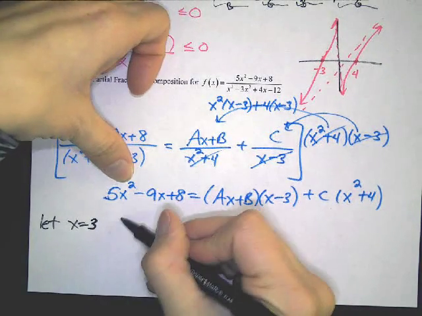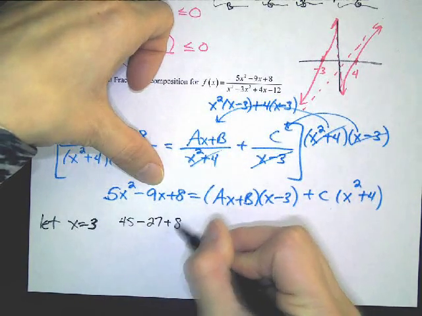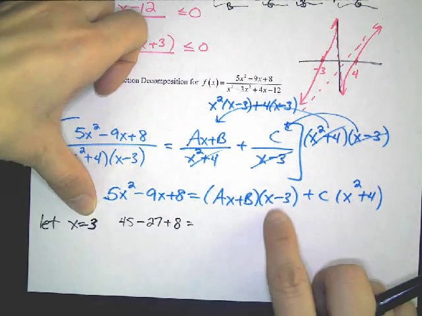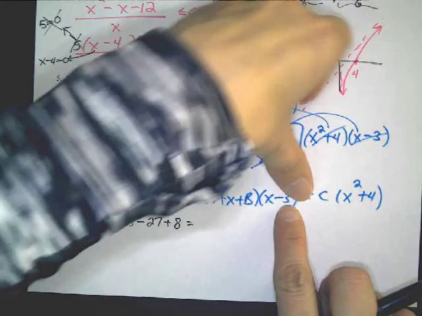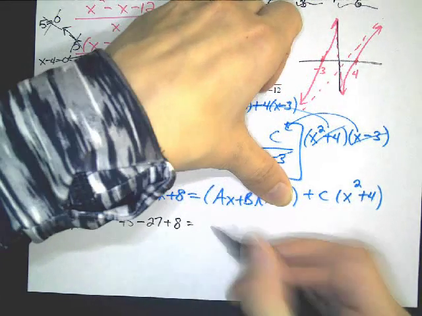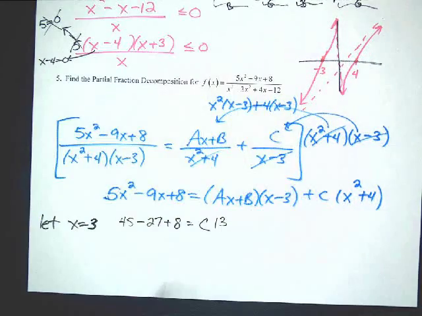We'll do numbers in just a second here. When x is 3, 3 minus 3 is nothing. What happens to all these things here? Okay, cancels out. And then c, 3 times 3, 9 plus 4 is 13. All right, who can do basic numbers? 45 minus 27 plus 8.